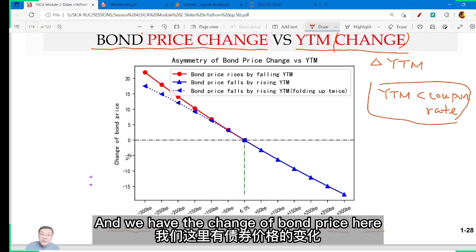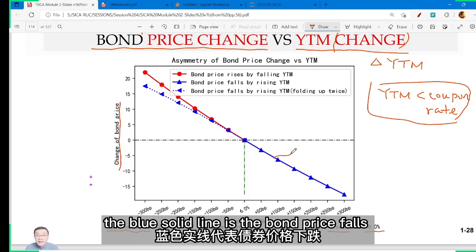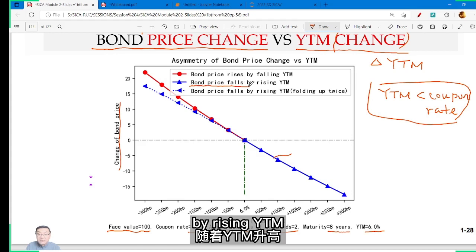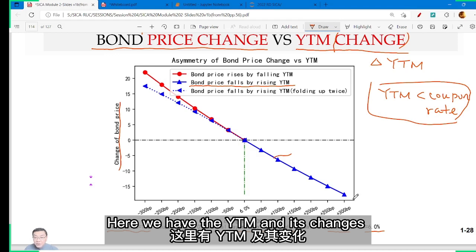And we have the change of bond price here. Let's look at the blue solid line. The blue solid line is the bond price falls by rising YTM. How do we understand this? Here we have the YTM and its changes.